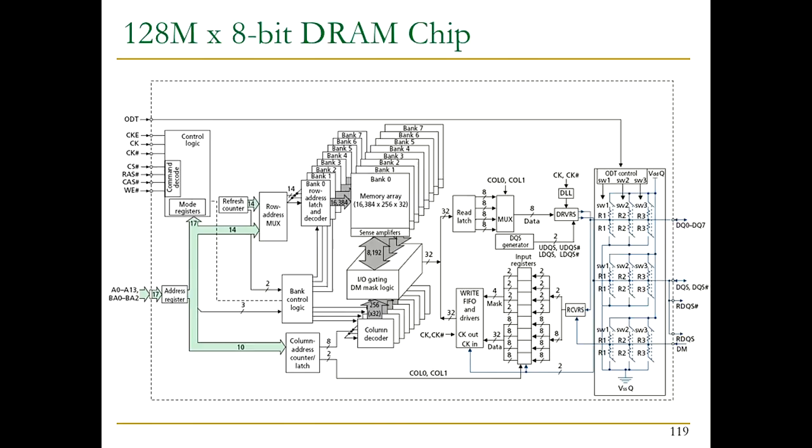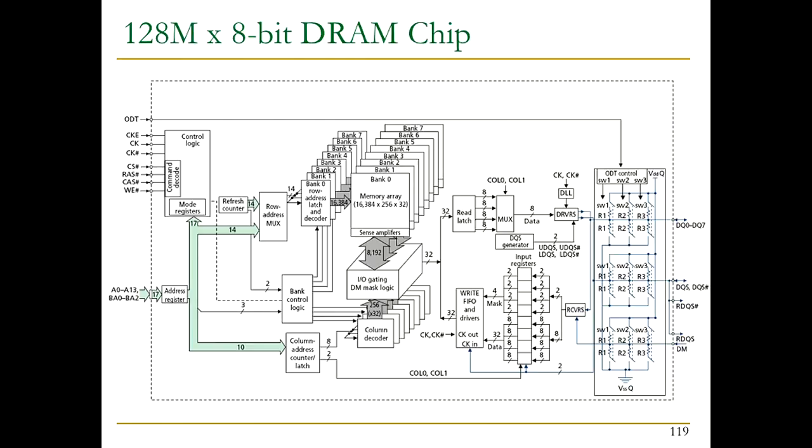128 meg by 8-bit DRAM chip. It's 8-bit because you have 8 data out pins, as you can see over here, if you can read that. And you can see that there's an address register, there's a row address mux, as I've shown you, row address latch and decoder for different banks. Each bank is independent, as you can see, after this point. It's dependent at this point because they have to share this logic, but here they don't have any sharing of the logic. And you have some column address counter and latch.